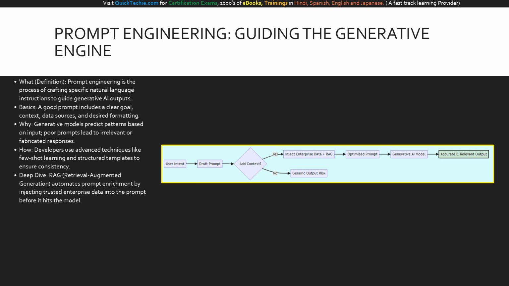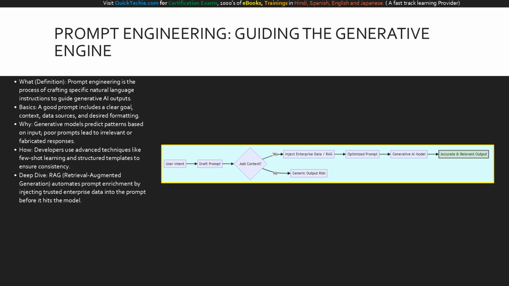While business users focus on clear instructions, developers utilize advanced techniques like few-shot learning, giving the model examples within the prompt to ensure output consistency. In our deep dive, we introduce Retrieval Augmented Generation, or RAG. RAG automatically grounds the AI by pulling trusted enterprise data and injecting it into the user's prompt behind the scenes, ensuring the AI's response is factually accurate and highly relevant.